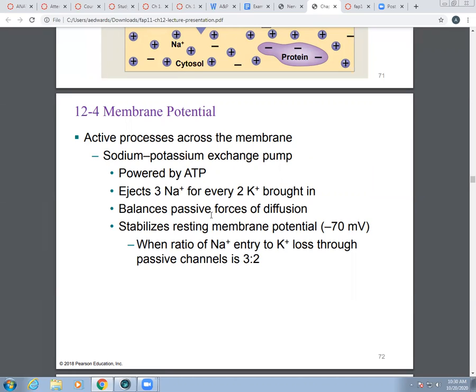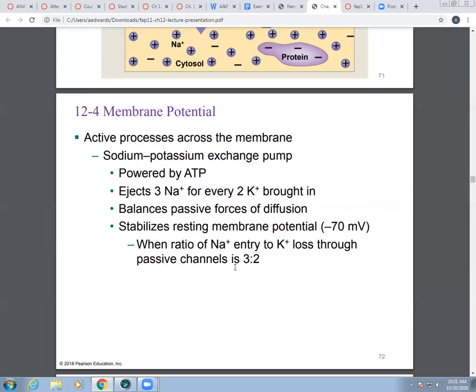Remember, potassium wants to go out of the cell, and the sodium potassium pump brings it in. Sodium wants to go into the cell, and the sodium potassium pump moves it out. It helps keep your resting membrane potential stable. That happens when the ratio of sodium entry to potassium loss through the passive channels is 3:2. So it has to balance out. If that is what's happening passively, the sodium potassium pump can balance it out.